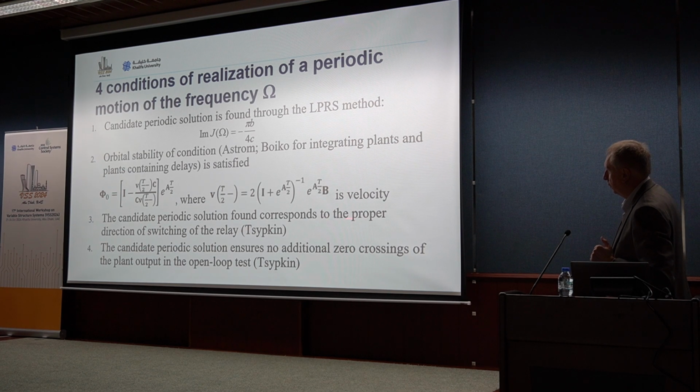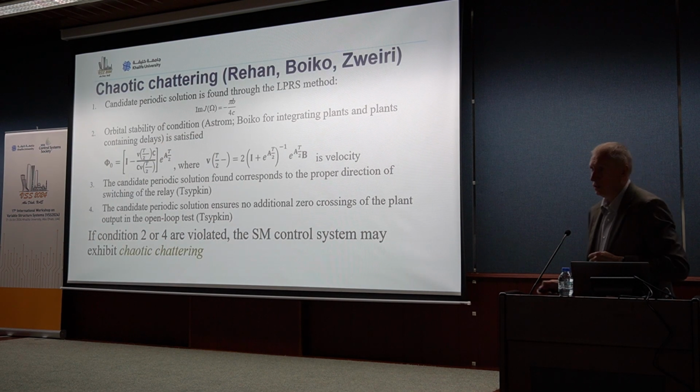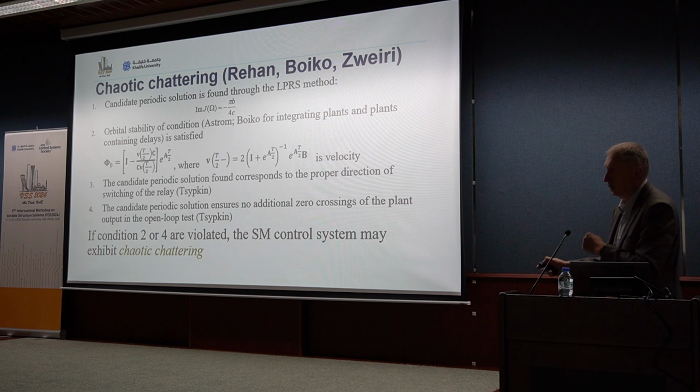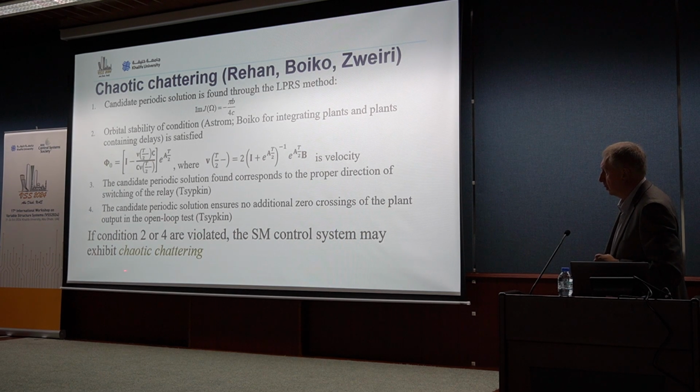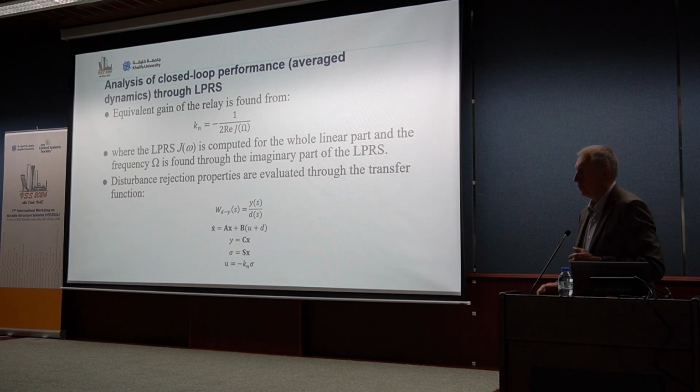And the candidate periodic solution found must have the proper direction of switching of the relay. It was clearly established by Zipkin. And the candidate periodic solution assures no additional zero crossing of the plant output in the open loop test. Zipkin. And chaotic chattering. This is a very recent result which was produced by my former PhD student, Dr. Yahya Zveri, and myself. So if conditions 3 or 4 that I mentioned before are violated, then we can come to chaotic chattering. There may be some intermediate modes there, but at least for chaotic chattering, the violation of these two conditions is a necessary condition.